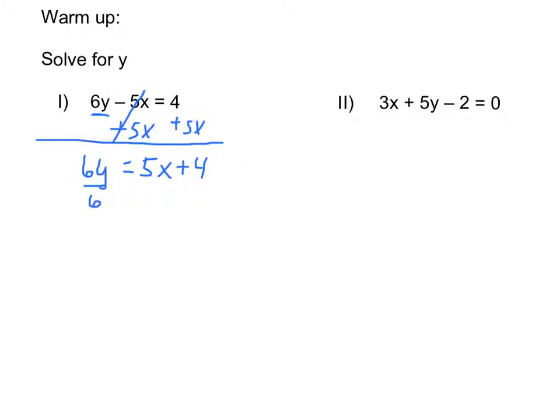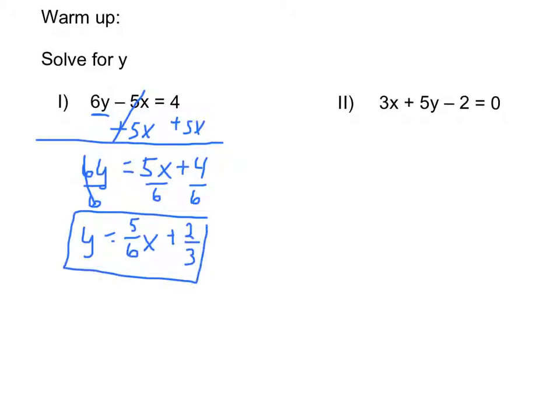Now, instead of putting the 6 under both of those terms, I'm going to divide each individual term by 6 this time, so that I get y equals, and notice I have 5 over 6, so I'm going to put that as a fraction and then put the x next to it. So I have 5/6 x plus 4 over 6, which reduces to 2/3. And that's how we solve for y. Alright, let's try the next one.